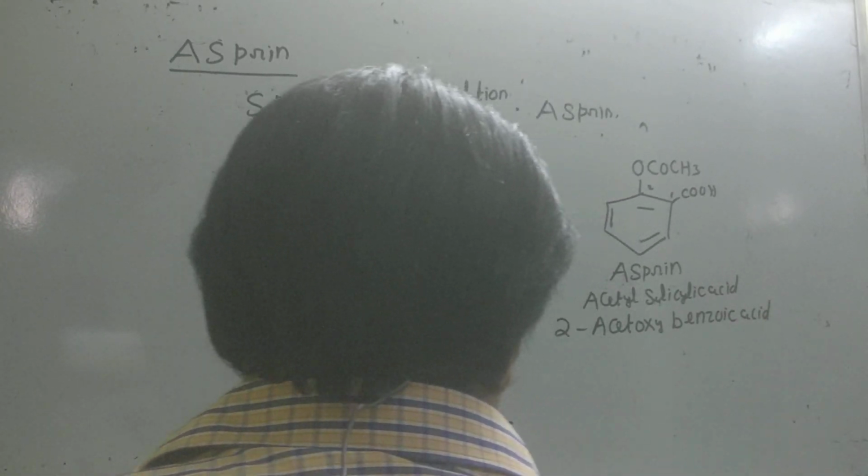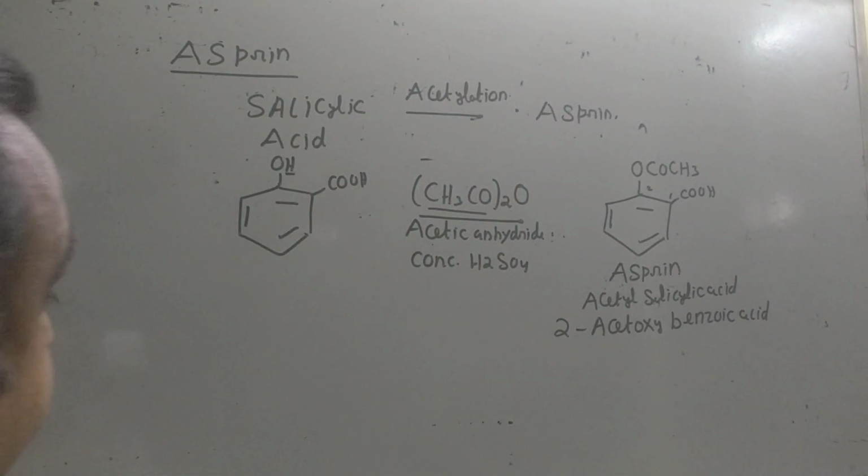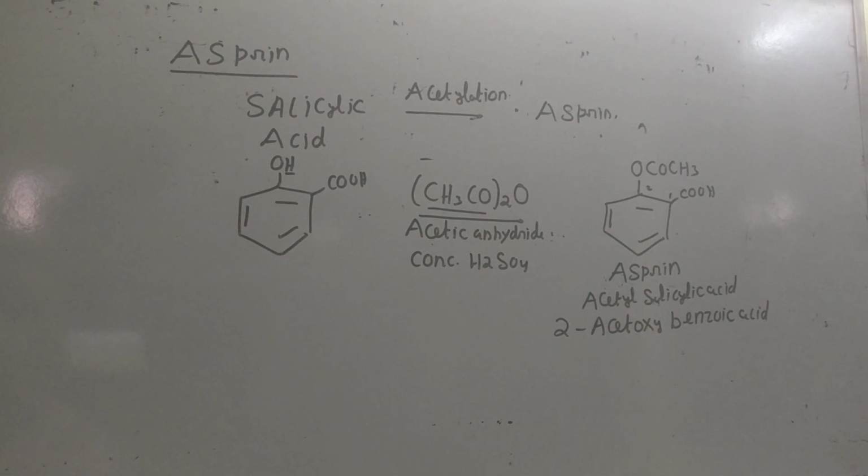What is its use? It is used as an analgesic, pain reliever. It is also used as an antipyretic, which means it brings down the body temperature. So aspirin acts as both analgesic as well as antipyretic.